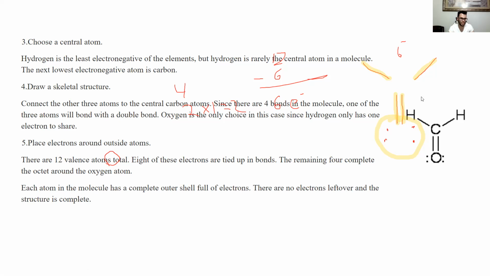So after that, we count all the electrons, and we got 12. That's what we have in the first place. So now we got the molecule complete, and there is no leftover electron. So the Lewis structure for this molecule, CH2, is complete.